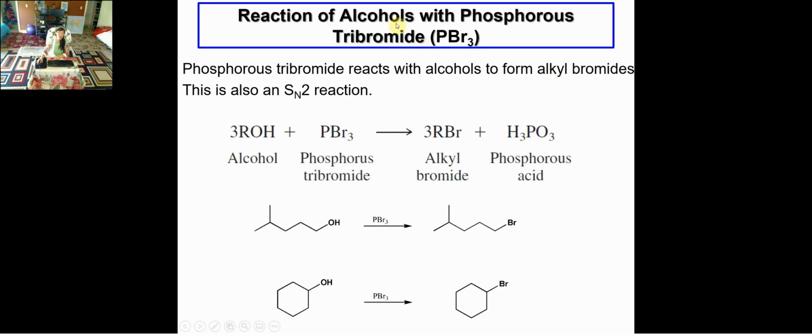The third reaction converts alcohol to alkyl halides using phosphorus tribromide, PBr3. This PBr3 again reacts with your alcohol. So phosphorus tribromide reacts with alcohol, and you produce 3 moles of this RBr, so alkyl bromide in this case, and then you produce phosphorous acid. For example, if you have this alcohol, you simply replace this OH by the Br. Because you have 3 Brs, you can balance it by 3 moles and 3 moles. Similarly, if you have a cycloalcohol, you'll simply replace OH by the Br. So this is a very clean reaction.